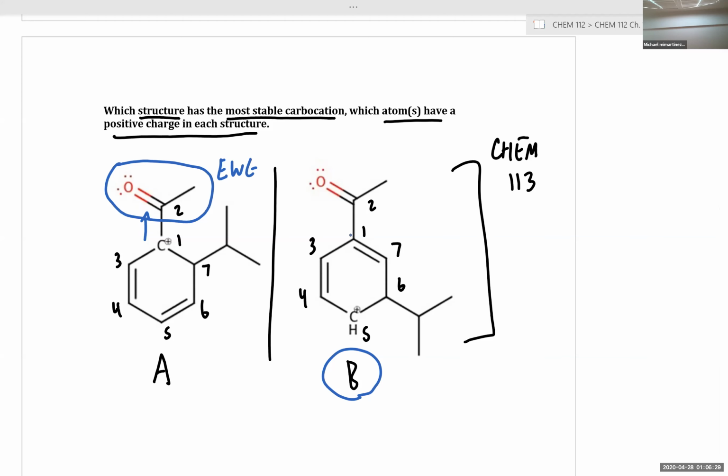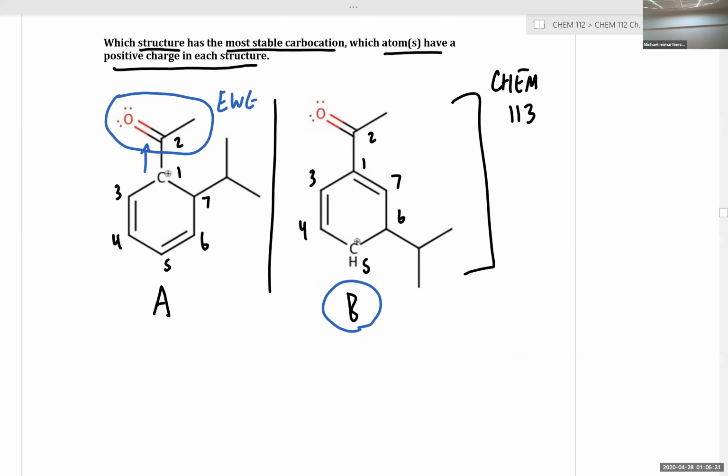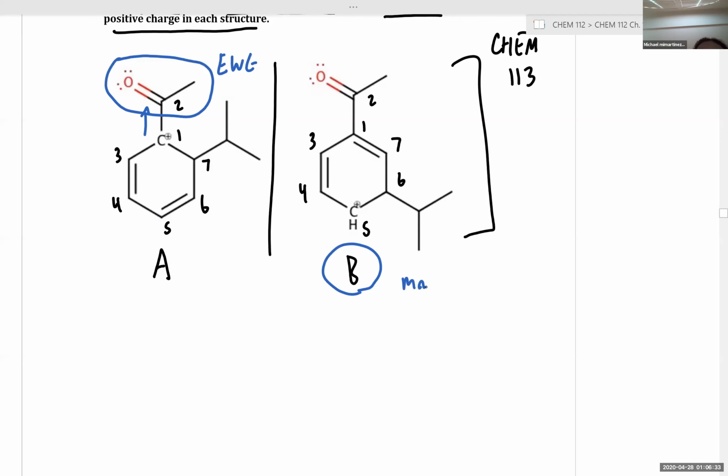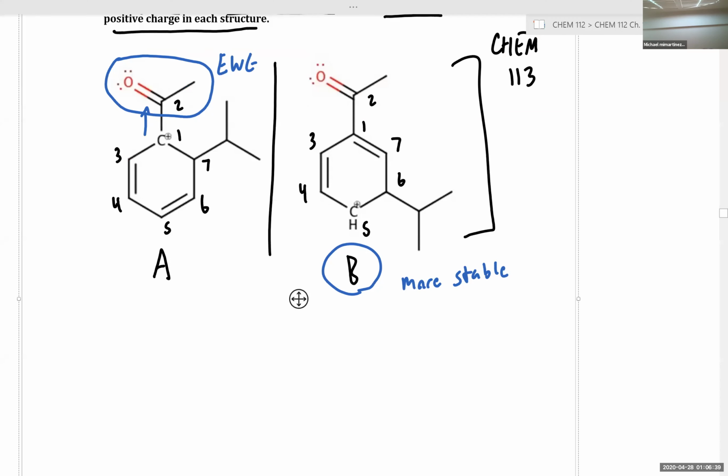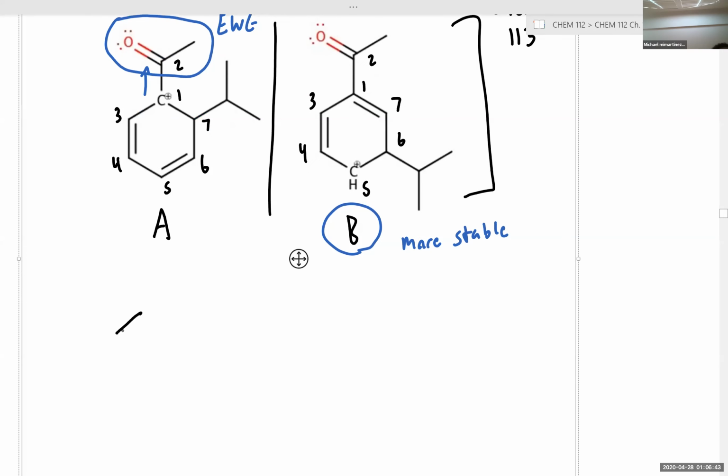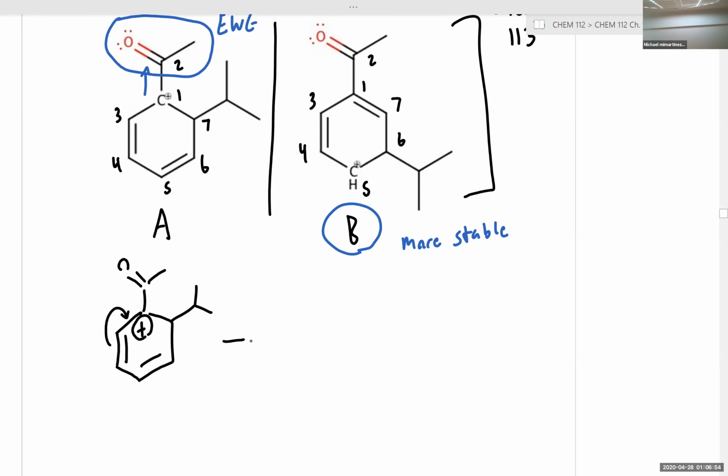However, we can't just look at these structures as drawn and make this conclusion. You are correct in noting that B is more stable and lower in energy, but in order to be thorough, you need to draw some resonance structures. So let's start with A, and let's draw each of the resonance structures associated with molecule A. First things first, we're just going to move our carbocation around the ring.